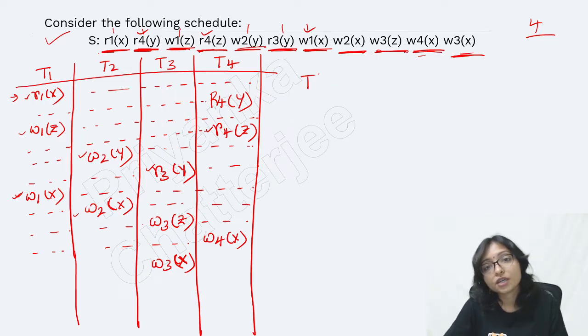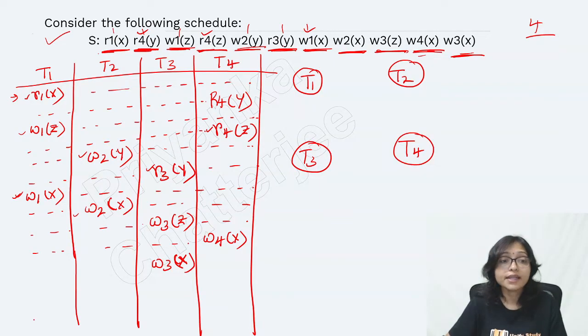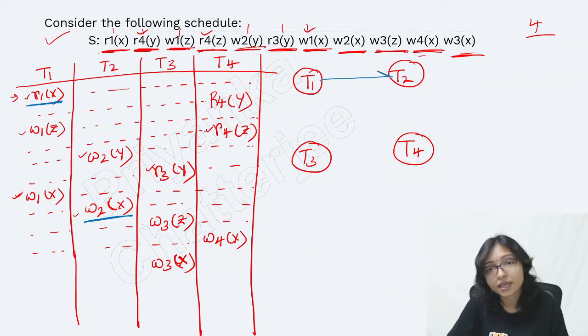Now draw T1, T2, T3 and T4, because we will now try to see where the cycle is. Now check one by one. X is here. R1x: is there a W2? Yes, so from T1 to T2 there will be an arrow. Is there anything with T3? Yes, so T1 to T3 another arrow. T4 is also writing, so another arrow.